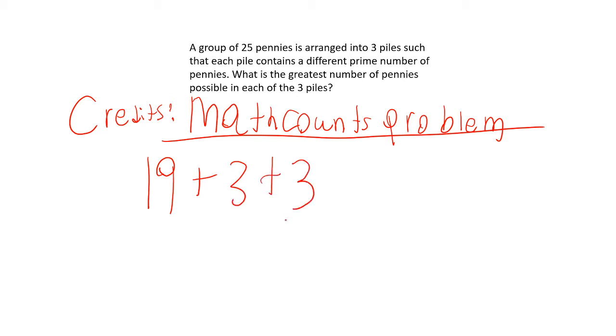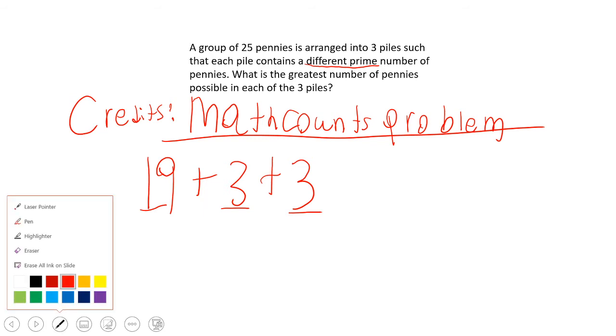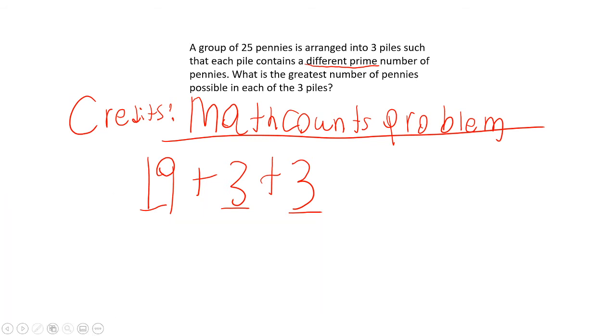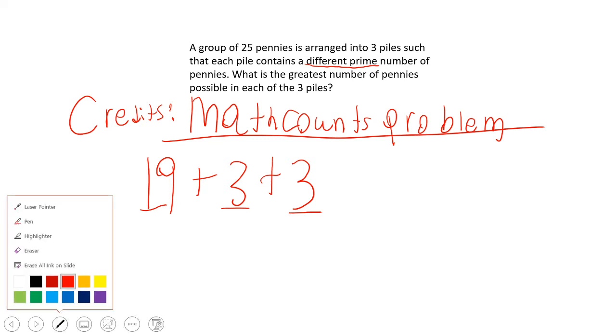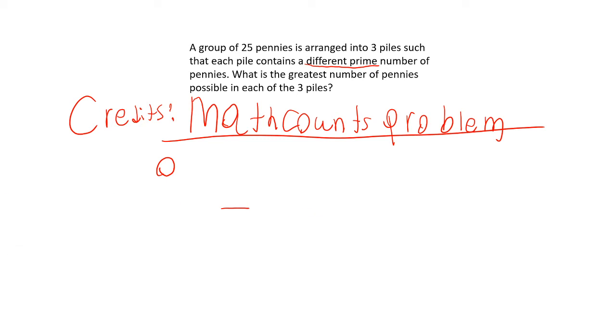And you might just go ahead and say, oh, it's 19. Read the question. We want every single pile to have a different prime number of pennies. So 3 plus 3 doesn't work, and 4 plus 2 doesn't work either. So 19 is not a possible case. Let's move on to the next one.